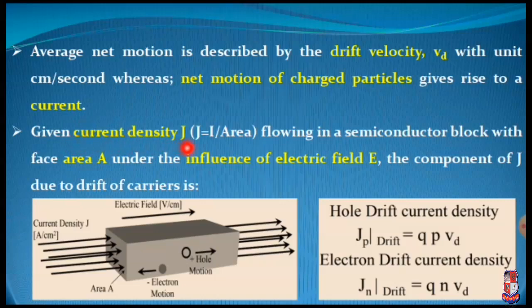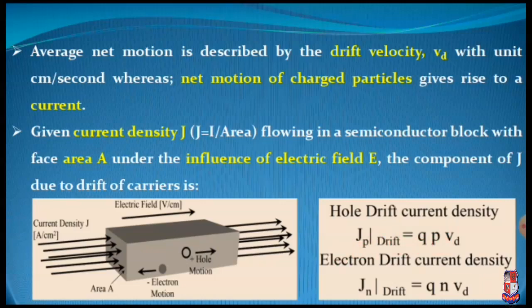Given current density, J, which is electric current per unit area, I upon A, flowing in a semiconductor block with face area capital A under the influence of electric field capital E, the component of J due to drift of carriers, for holes, is Jp drift equals q p vd. Vd is the drift velocity, q is the charge, and p is the charge carrier concentration of holes.